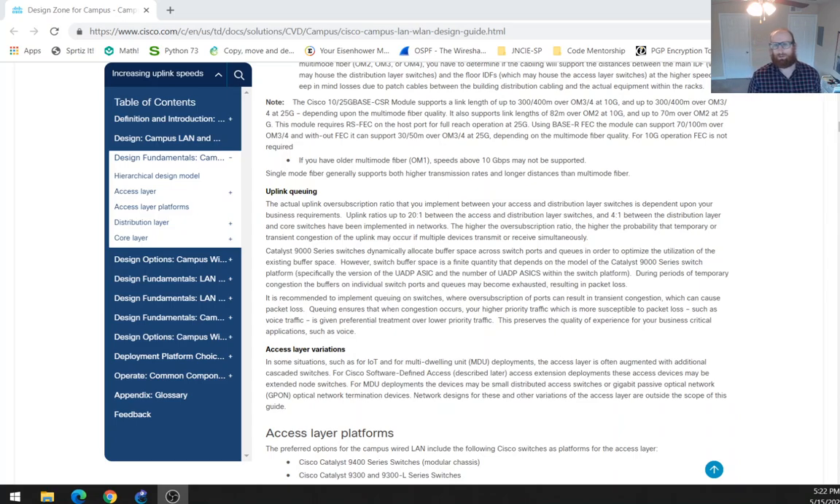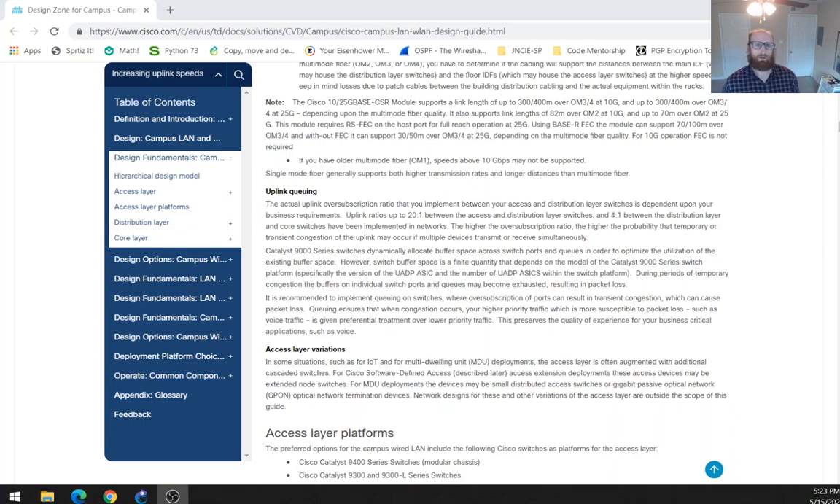It also supports link lengths of 82 meters over OM2 at 10G and up to 70 meters over OM2 at 25G. This module requires RS FEC on the host port for full reach operation at 25G. Using base R FEC, the module can support 70/100M over OM3-4, and without FEC, it can support 30/50M over OM3-4 at 25G, depending on the multi-mode fiber quality. For 10G operation, FEC is not required.